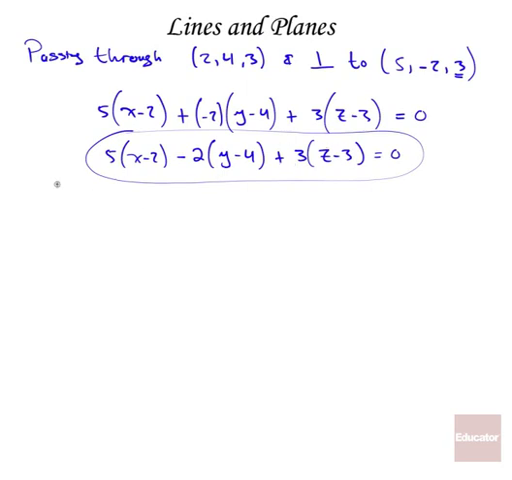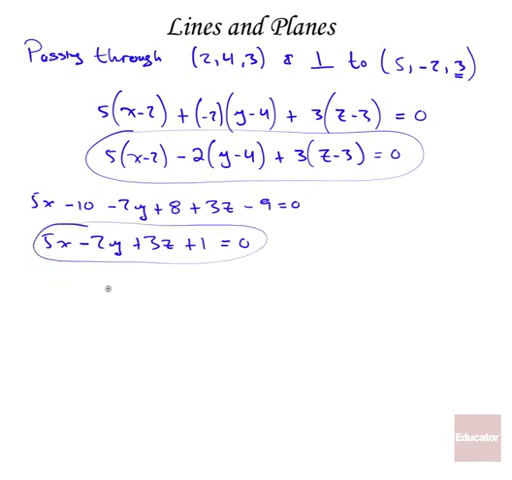It's not a problem. So if you end up with something like 5x minus 10 minus 2y plus 8 plus 3z minus 9 is equal to 0, you end up with 5x minus 2y plus 3z plus 1 is equal to 0. This is perfectly valid, and it's the one that you're accustomed to seeing, of course.